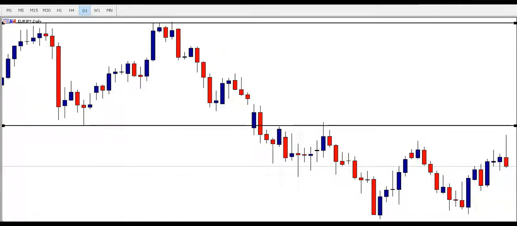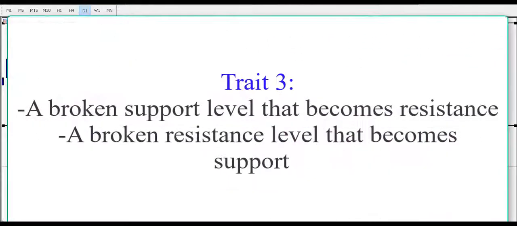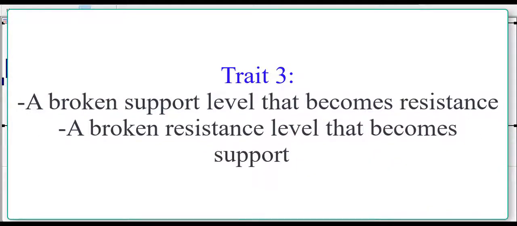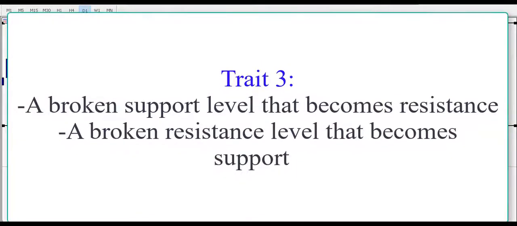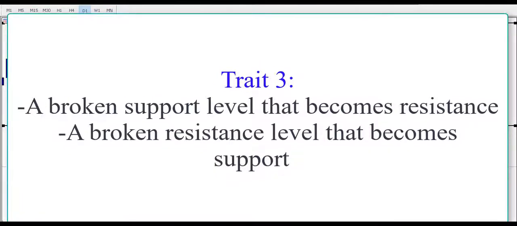The third trait that qualifies a support and resistance level is a broken support level that becomes resistance or a broken resistance level that becomes support.